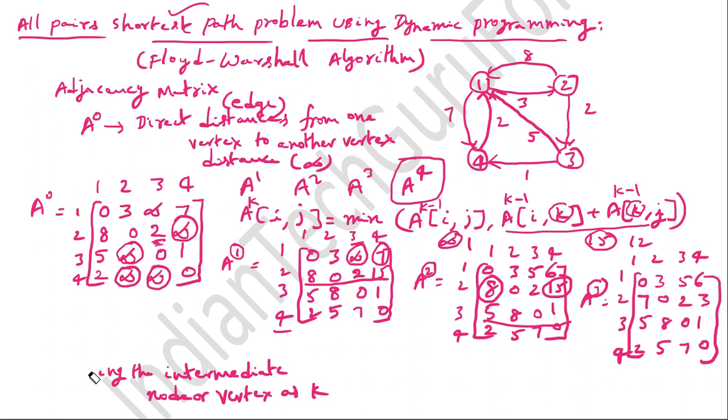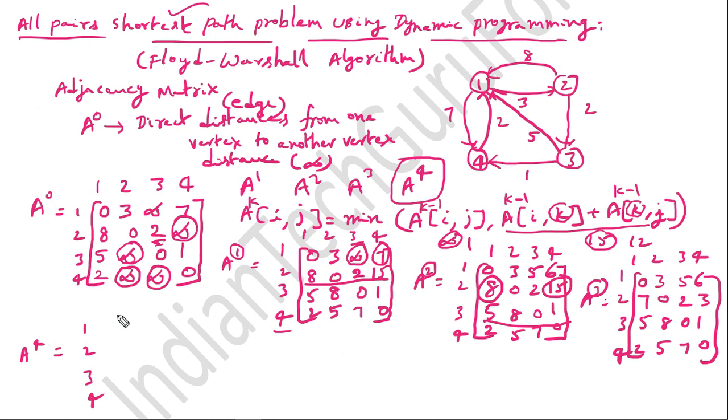So the final step is to calculate the A power 4, which will give the shortest distances between all the pairs. So let me calculate A power 4 here. 1, 2, 3, 4. 1, 2, 3, 4. So from A power 3, I need to calculate A power 4. So A power 4 means the intermediate node must be 4. Here the intermediate node must be 4.